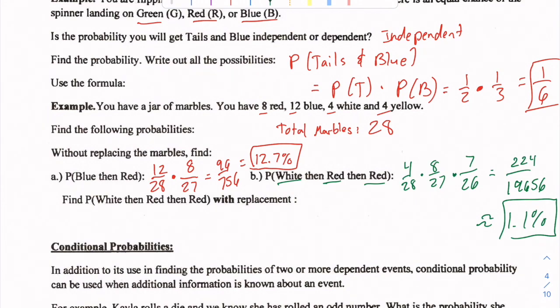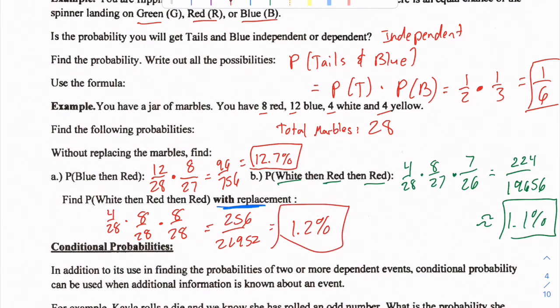Okay, next one. This is with replacement. So every time you take out a marble, you put it back, basically. Take it out, whatever you get, you put it back. So white is 4/28 times the red, which is 8/28 times another red. It's still 8/28. 256 over 21952. About 1.2%. A little better, right? A little better when we put the marbles back.